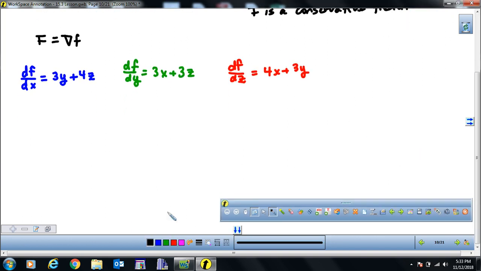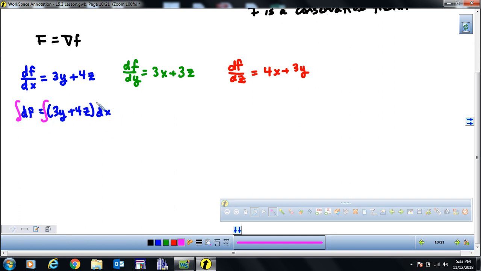So then, we're going to find that potential function f by integrating. This is like an initial value problem. So first I'm going to leave the df by itself. df equals 3y plus 4z times dx. Then I'm going to integrate both sides, and we're doing the integration with respect to x right here.